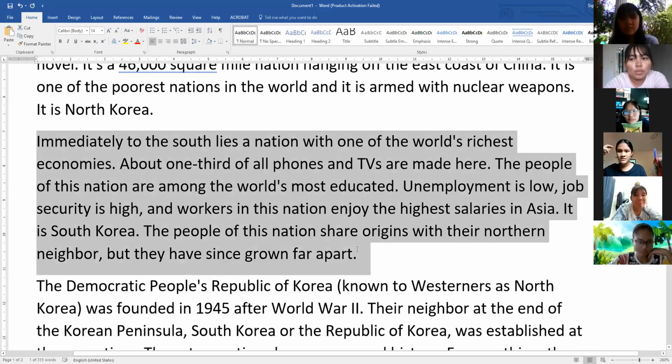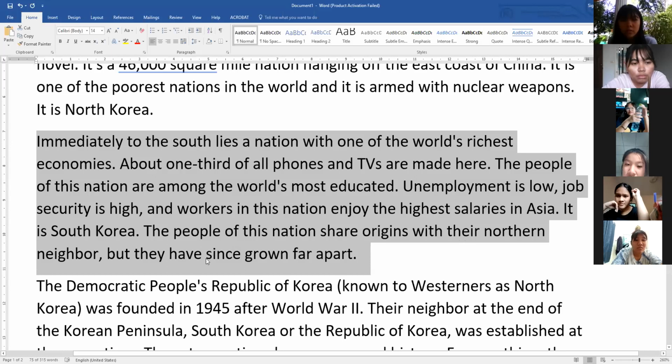Okay, next here we have Bangna. Listen carefully. Immediately to the south lies a nation with one of the world's richest economies. About one third of all phones and TVs are made here. The people of this nation are among the world's most educated. Unemployment is low, job security is high, and workers in this nation enjoy the highest salaries in Asia. It is South Korea. The people of this nation share origins with their northern neighbor, but they have since grown far apart.